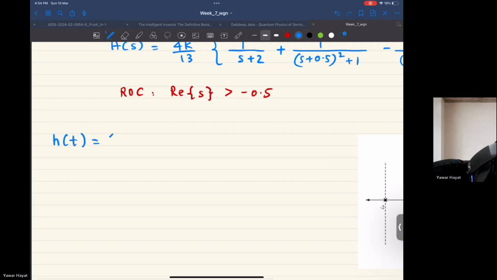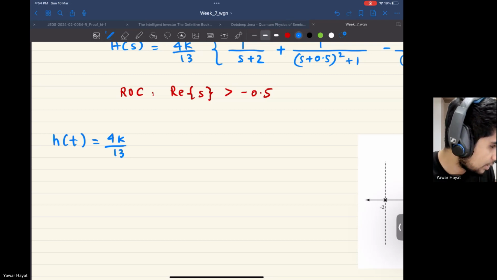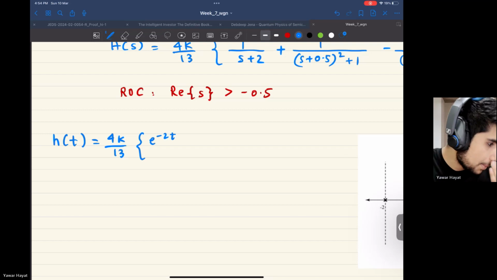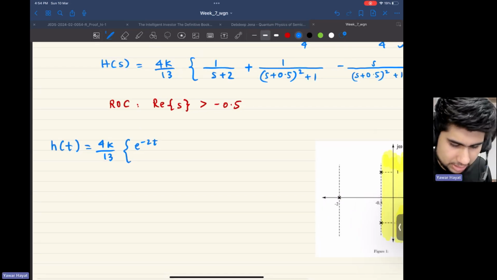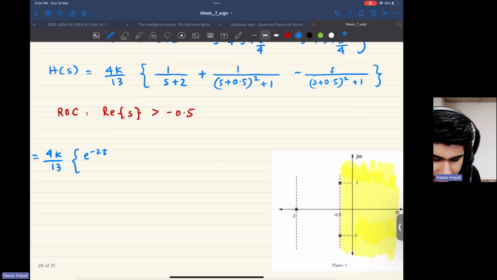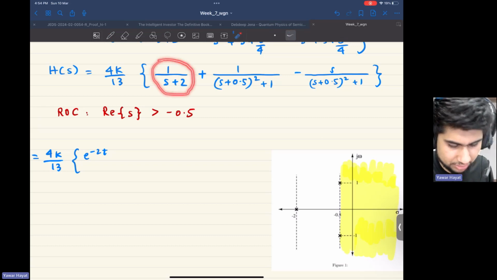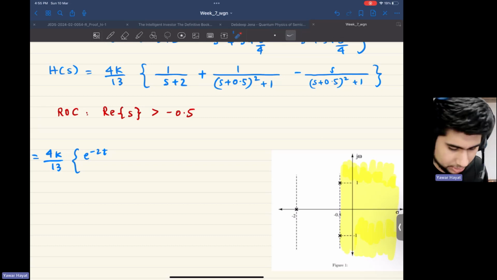4k by 13, right? Exponential of minus 2t, right? See, for this one, if the real part of s is greater than minus 0.5, then the real part of s is greater than minus 2 as well. So I can use the result that the inverse Laplace transform is e to the power minus 2t u of t. I'll take that u of t common throughout, right?